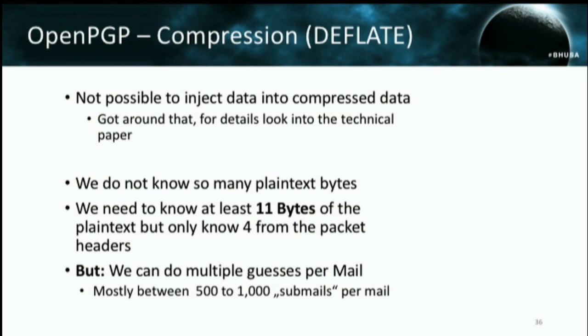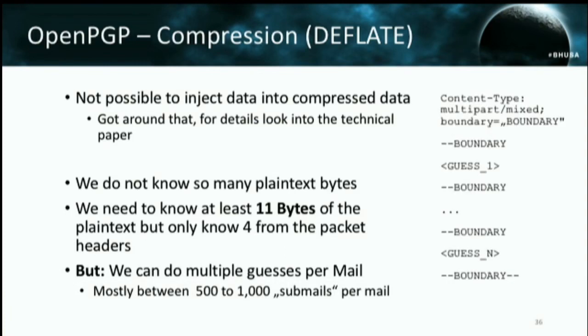We can just use the MIME structure in email to do some sub-emails here. So we define a multipart mix with a boundary, and between the boundaries we can place multiple ciphertexts for multiple emails, so multiple guesses. And we found out that the number of guesses we have is between 500 and 1,000 sub-mails for most of the clients that are feasible to decrypt. So we can actually do 500 guesses per single mail.